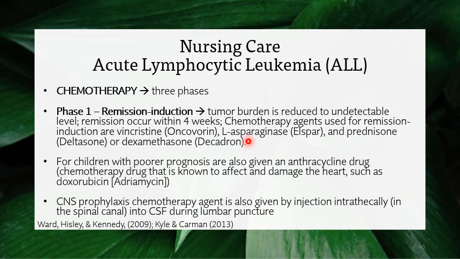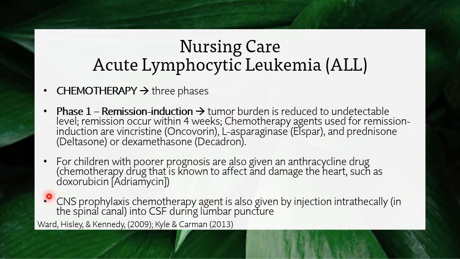What we can use are chemotherapy agents such as vincristine, L-asparaginase, prednisone, or dexamethasone. Some children with a poorer prognosis can also receive another type of drug like anthracycline, so that this will clean every single thing. Actually, this affects the heart, but that's okay because it helps the leukemic cancer cells to be gone.